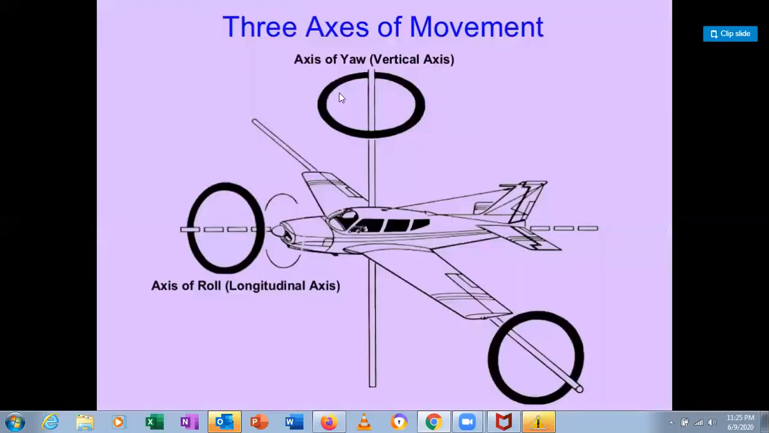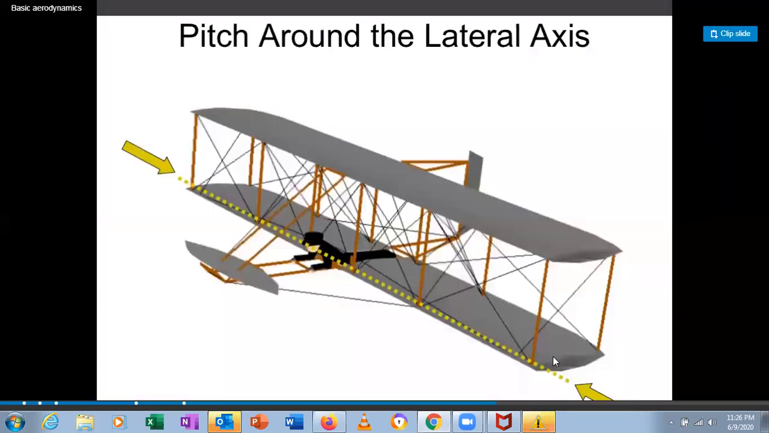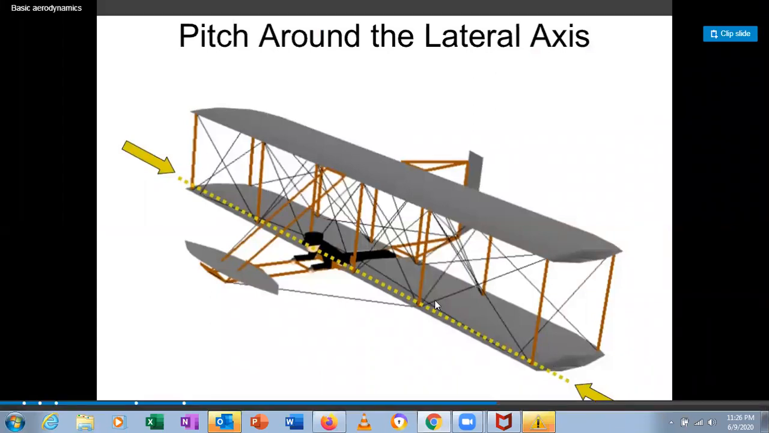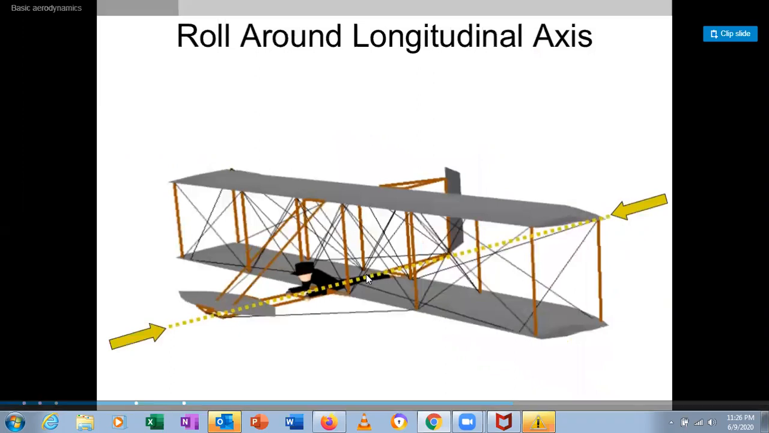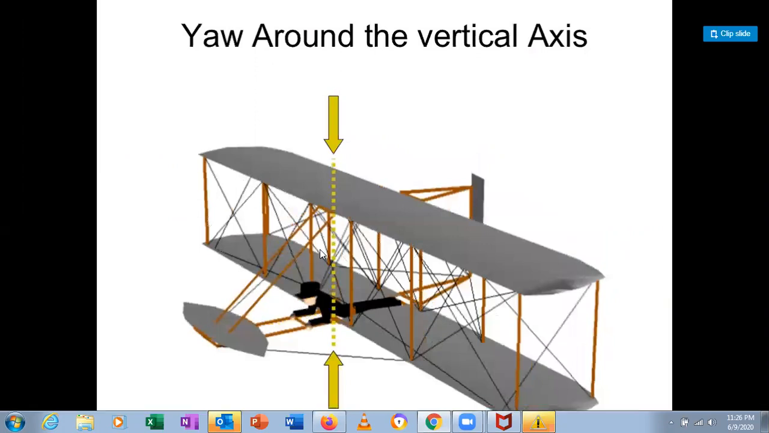We can see the three axes of motion. The axis of yaw is called the vertical axis. The axis of roll is called the longitudinal axis. And this is called the lateral axis. We have to know about these. Pitch is around the lateral axis. Roll around the longitudinal axis is rolling the aircraft right and left. Yaw is around the vertical axis. We have pitch up or pitch down.